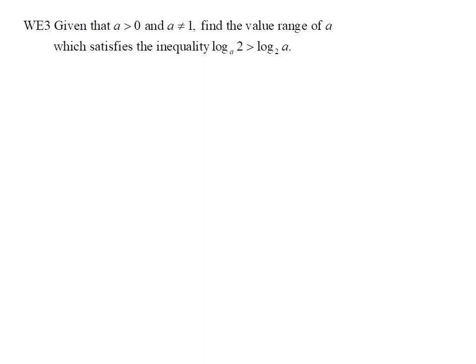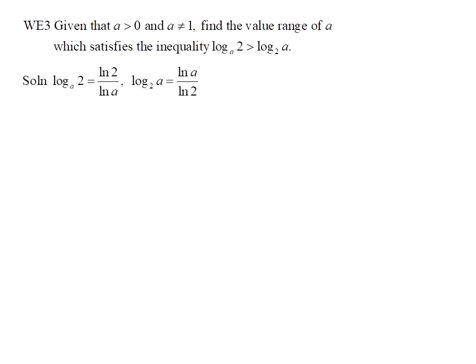The question in example 3 is to find the value range of a, given that it satisfies the inequality logarithm base a of 2 is greater than logarithm base 2 of a, where a is greater than 0 but is not equal to 1. After the base of these logarithmic expressions is changed to e, logarithm base a of 2 equals the quotient of natural logarithm of 2 to natural logarithm of a, while logarithm base 2 of a equals the quotient of natural logarithm of a to natural logarithm of 2.